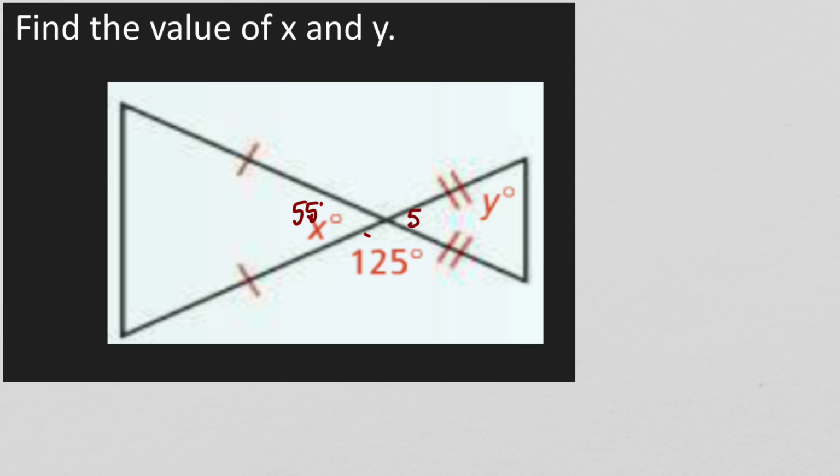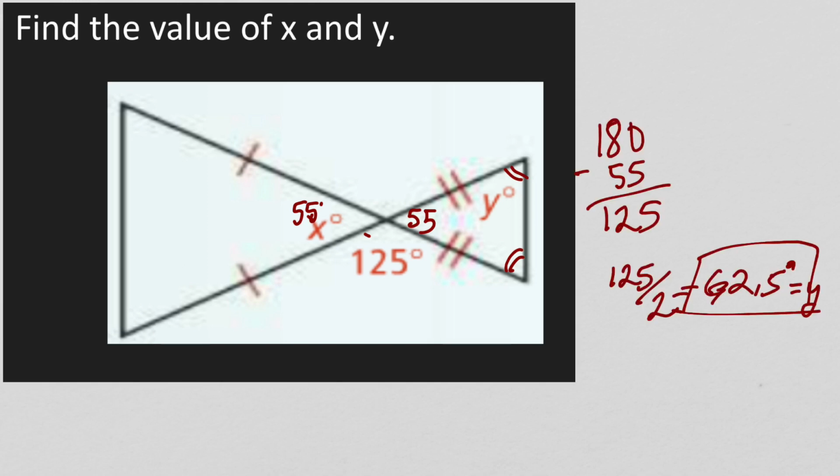Then I know vertically this is also 55 degrees. And now basically I could get my y angle because I know now that this angle here is going to be equal to this angle here by the isosceles triangle theorem. Okay, so I get 125 degrees left, but then there are two base angles, so they're equal, so I'm going to divide them in half. So the y angle is 62.5 degrees.